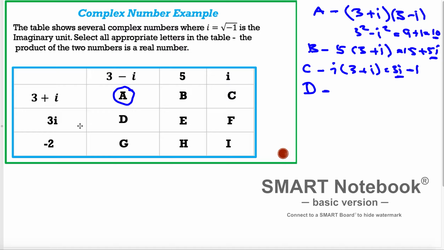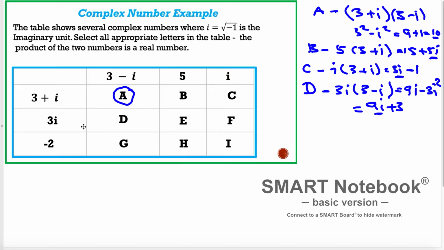And D is 3i times (3 minus i). So it's 3i times 3 minus i. And this is 9i, 3i times 3 is 9i. And 3i times minus i is minus 3i squared. So this is 9i. And i squared is minus 1, times minus is a plus 3. Again, it has this imaginary part, so this is not a real number.